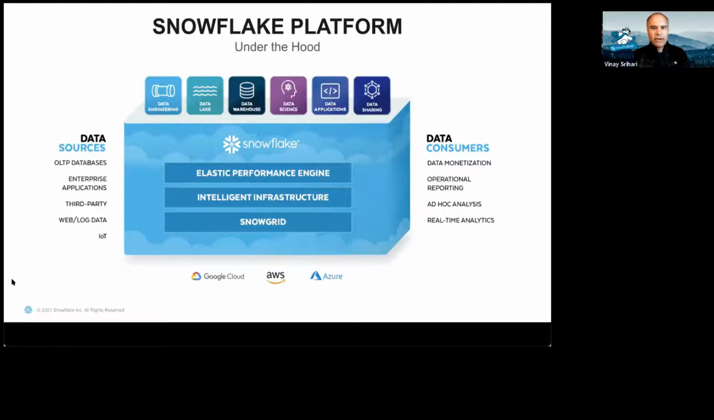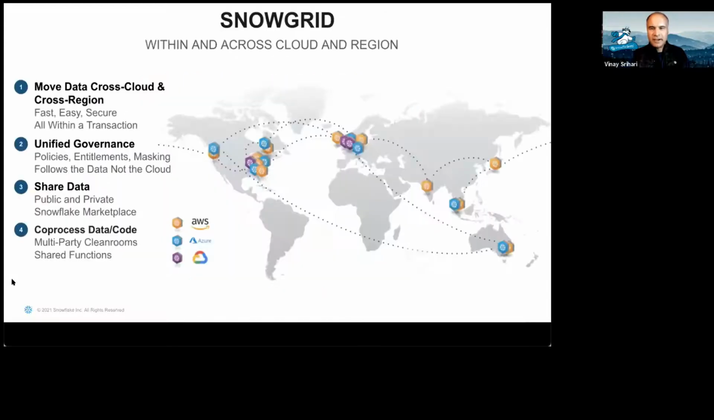There are three layers to this platform. There's the elastic performance engine that provides the technology to run queries, to make observations, to train models, and to deploy machine learning models and techniques. There's an infrastructure layer that allows for rapid scale up and scale down, with pay-as-you-go economics. And then the Snow Grid, which is what connects all of the players in the data cloud.